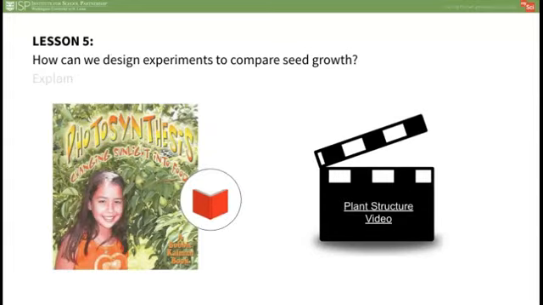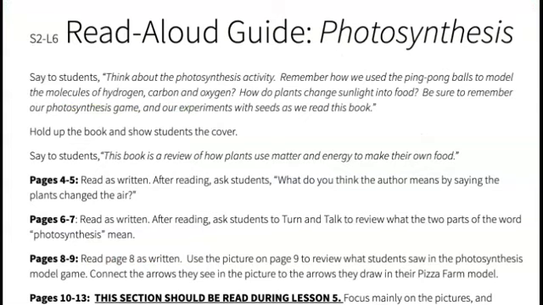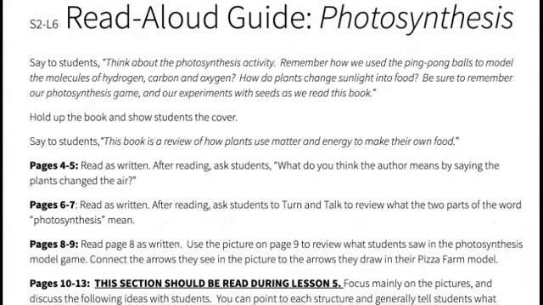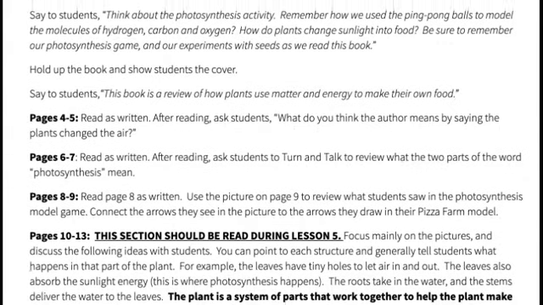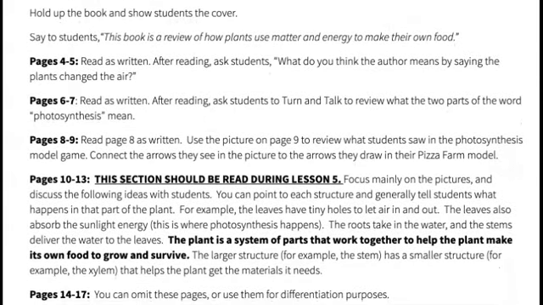In the Explain portion of this lesson, read only pages 10 through 13 of the book Photosynthesis: Changing Sunlight into Food. The rest of this book will be read in the next lesson. See the Read Aloud guide on Teacher page 13 for detailed reading instructions. Read the definitions for the words structure, function, and adaptation.